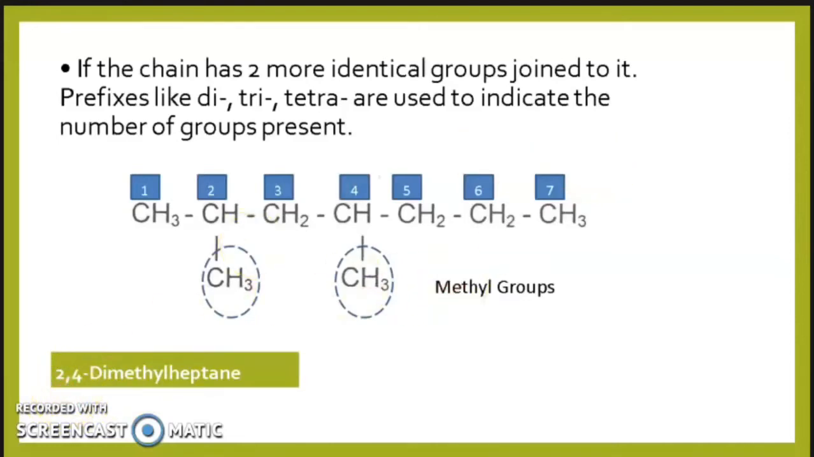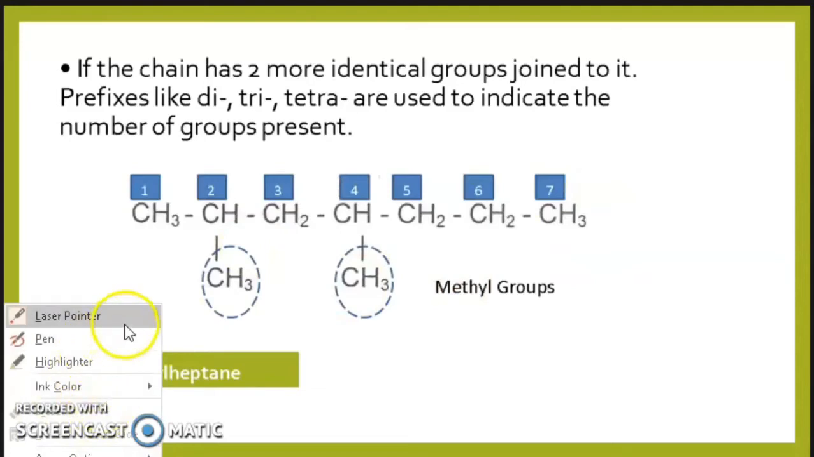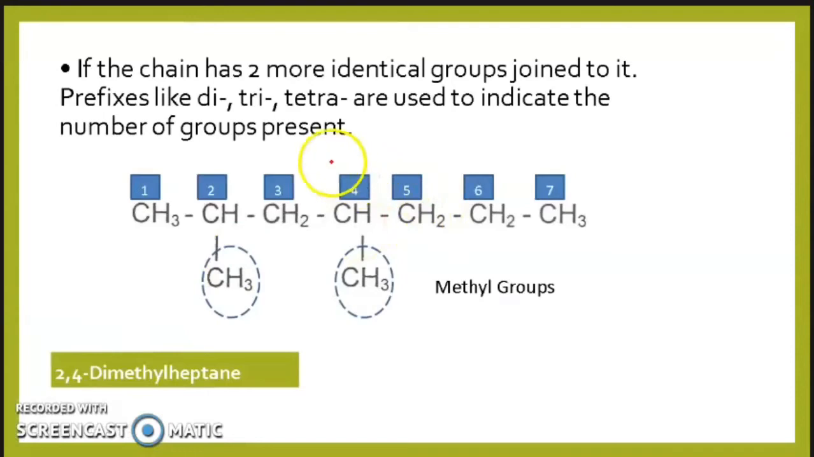Now, we didn't number from the right side because it would give the carbons holding the branches numbers 4 and 6 if we were to number from this side. So this numbering from the right side is incorrect, and we chose to number from the left side to give these carbons the lower numbers.